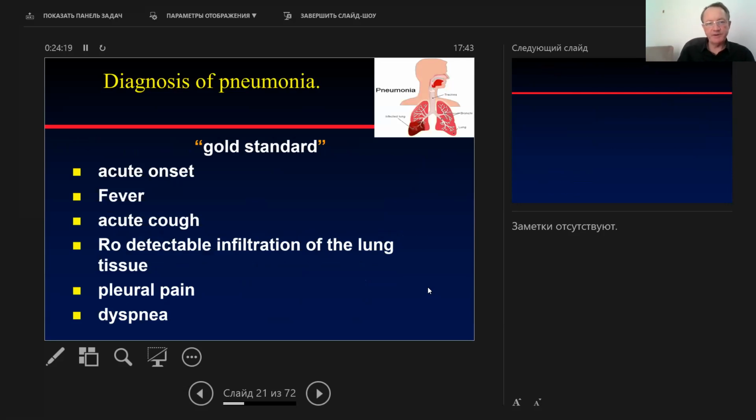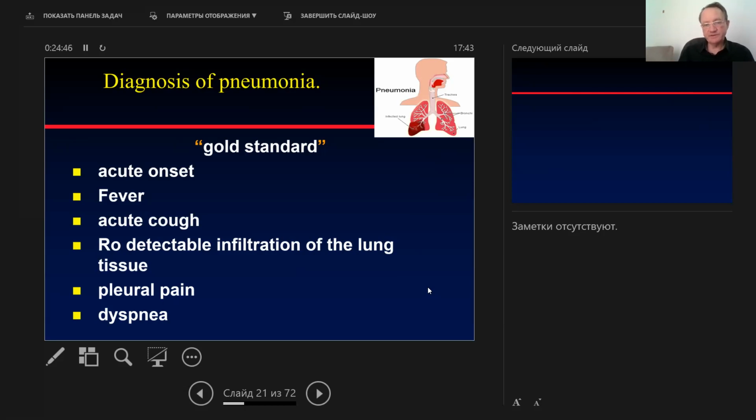Diagnosis of pneumonia. Gold standards. Firstly, we said pneumonia is an acute inflammatory process. That's why it has an acute onset, and we must confirm that this situation is an acute onset. It's not, for example, an exacerbation of a chronic process. We must be sure. And fever, acute cough. What does acute cough mean?